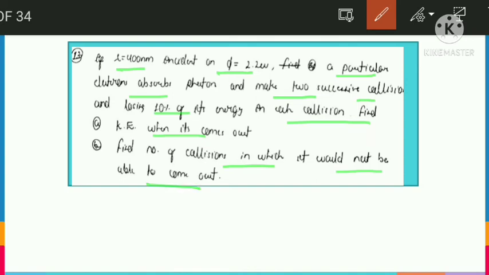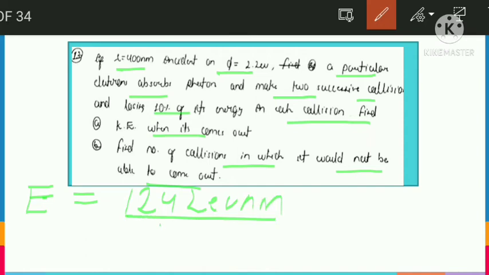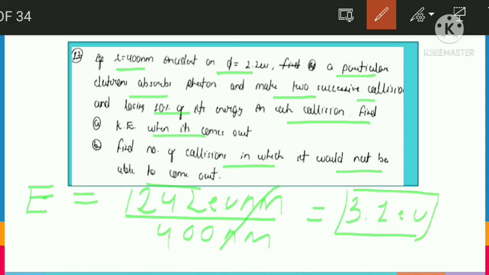So friends, before this, we were assuming that electrons just come out after the photoelectric effect, suffering no collision, but in this case we have to add two collisions. Let's see what we have to do. First of all, the energy received by the electron from the photon equals 1242 electron volt nanometer upon wavelength 400 nanometer. Solving it, we get a value of 3.1 electron volt. This is the energy received by the photoelectron as the photon strikes it.